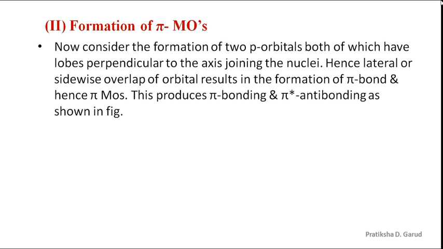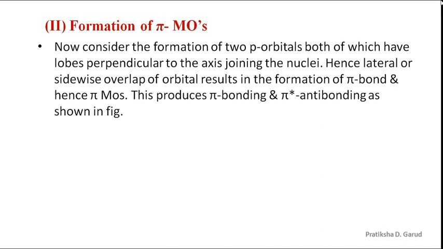We are having the second type, the formation of the pi MOs. How are the pi MOs formed? There is a formation of the pi bond. How is the pi bond formed? When there is a lateral or sidewise overlapping, then it results in the formation of the pi bond. Okay. So now consider the formation of the two p orbitals, both of which have lobes perpendicular to the axis joining the nuclei.